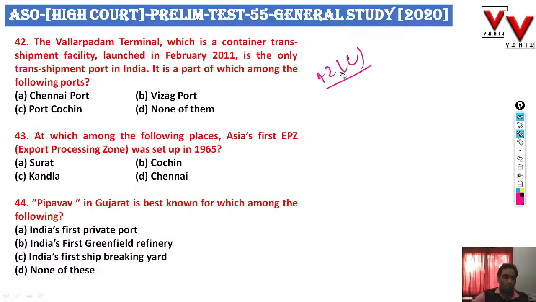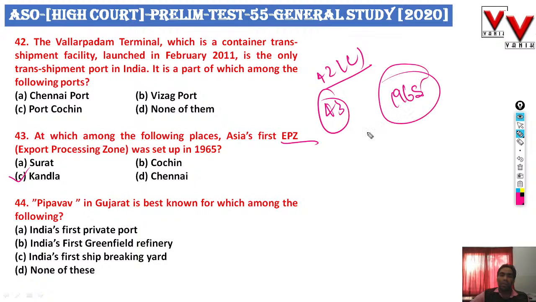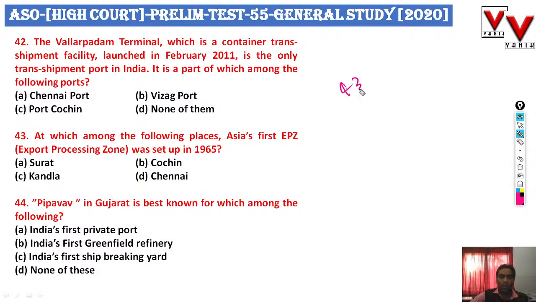Now the next question, 43. At which among the following places was Asia's first EPZ, export processing zone, set up in 1965? That was Kandla. EPZs have now been converted into SEZs, special economic zones. So Kandla in Gujarat was the first EPZ in India. The 43rd right answer is C.